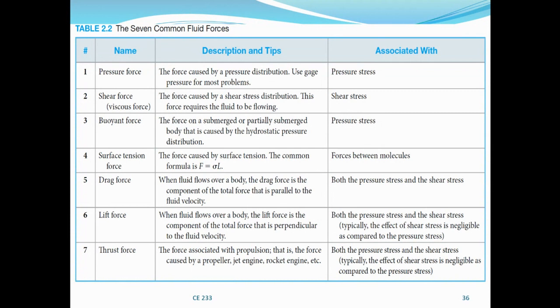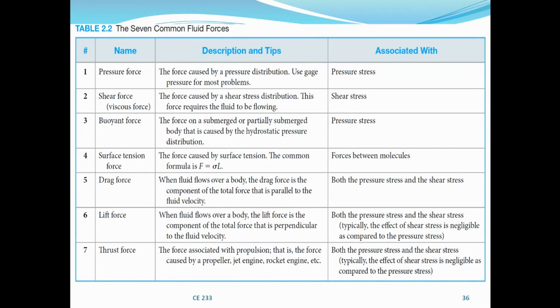And then we have buoyant force. We will explain the shear stress again after this slide. The buoyant force is the force on a submerged or partially submerged body that is caused by hydrostatic pressure. When you put something in water, it experiences buoyant force, which is the upward vertical force trying to push the body off. So it is also associated with pressure stress. And we have surface tension force, which has to do with the forces between molecules. This we will explain also in this chapter.